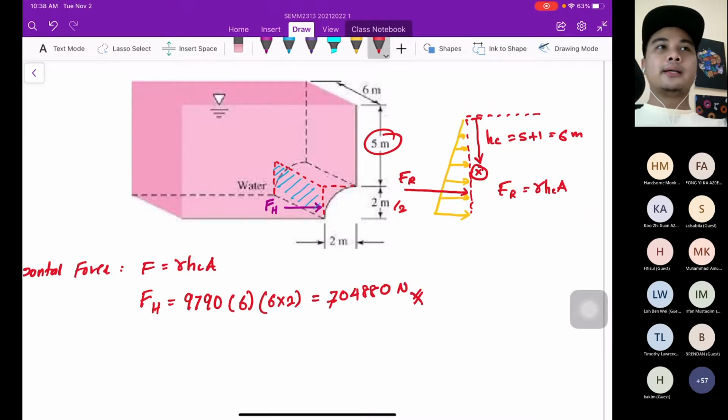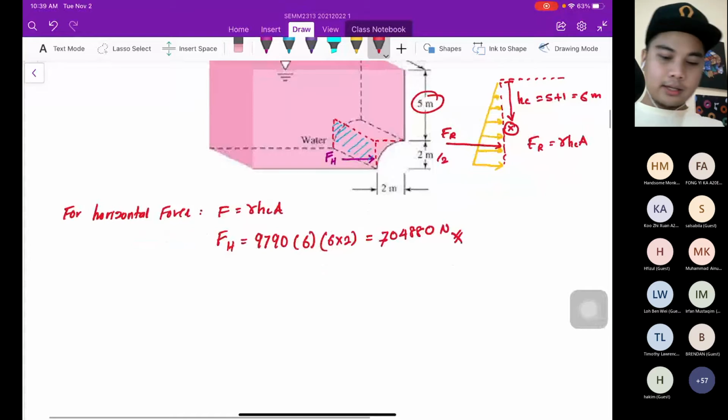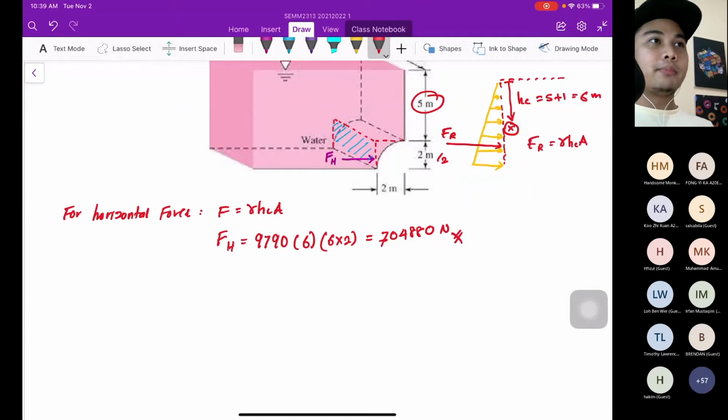Because previously we learned the horizontal force, right? We learned F equal to gamma HCA. Now we apply to the curved surface. Okay? Now it is easy because we try to apply what we have learned. However, for the vertical one, for vertical force, it's just the weight of the block.